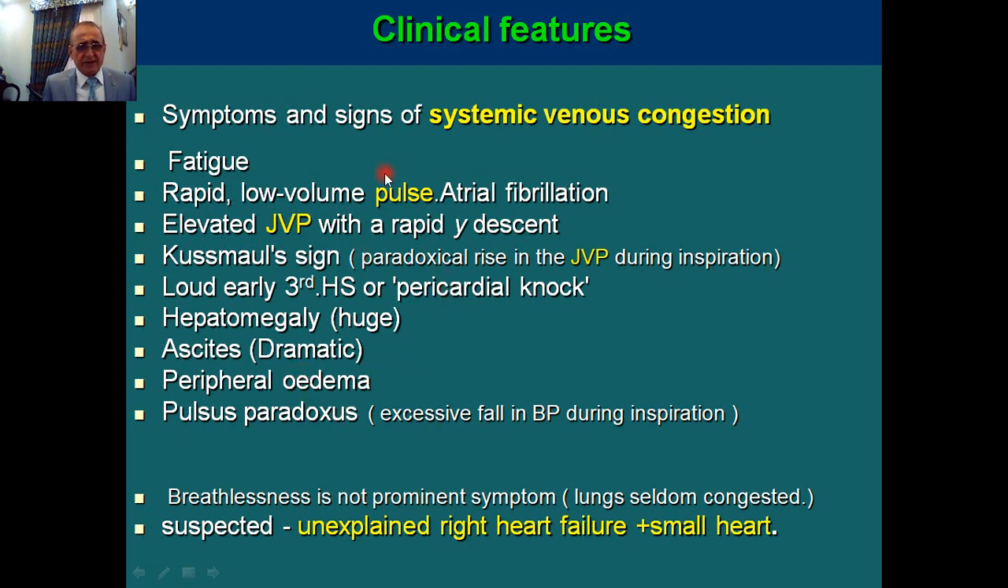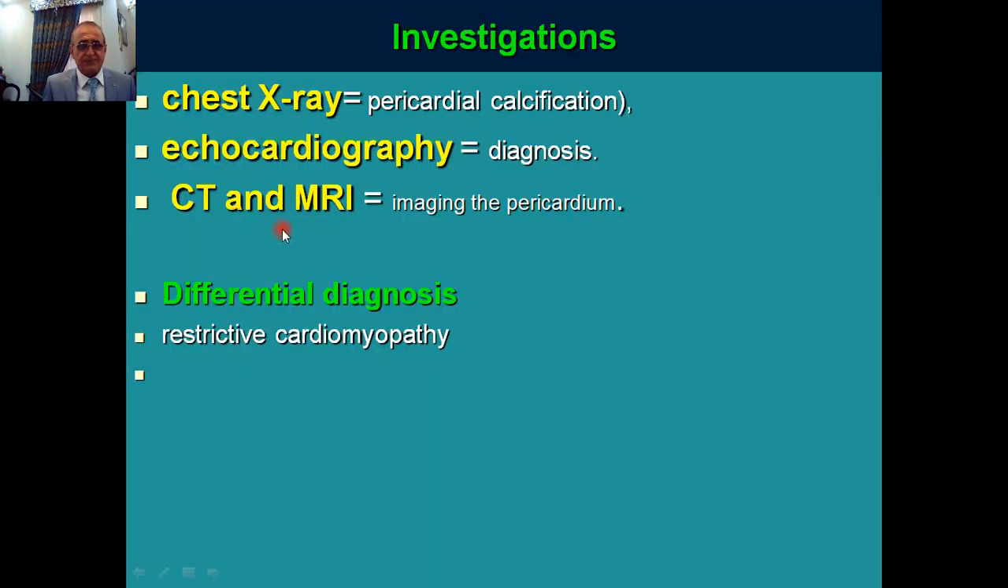But one important thing, if you notice you have raised JVP, hepatomegaly, edema, this looks like heart failure, but there is no breathlessness. Usually there is no breathlessness. So whenever we have features of right-sided heart failure without breathlessness, or the chest X-ray is normal, then think of this disease. When the chest X-ray usually shows a normal and small heart, and we don't have dyspnea, then the differential diagnosis will be constrictive pericarditis.